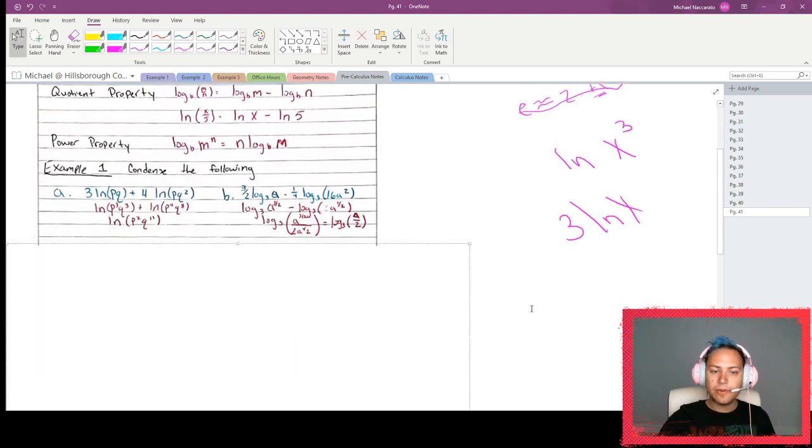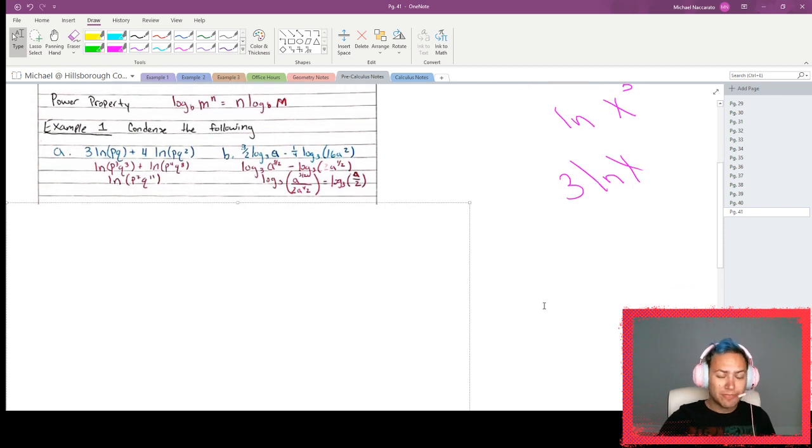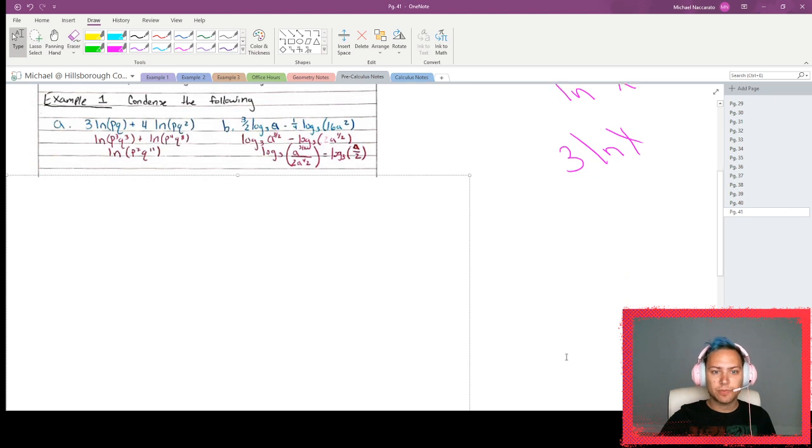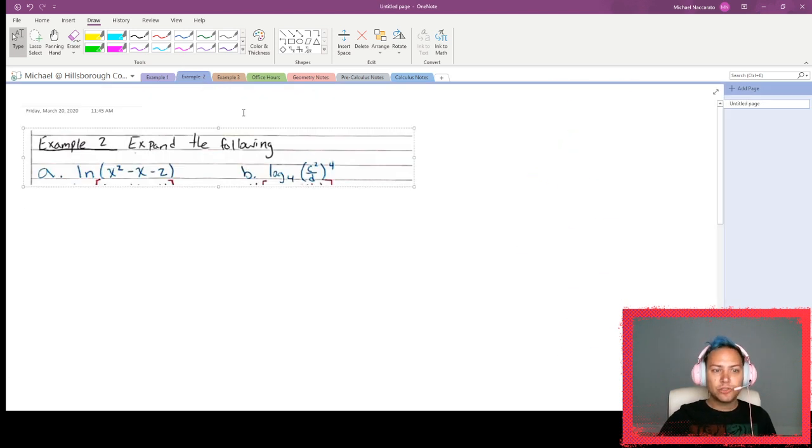I know there's a lot of properties there you could have forgotten. Maybe the dividing powers properties, multiplying powers properties. It would be worth looking into those again if you're not super comfortable with those. Example 2. So example 2 says we want to expand the following.